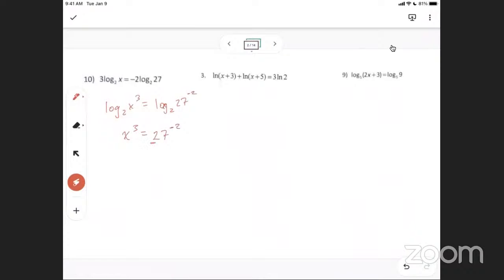This equals that. So now for this one, I would simplify this. I would write x cubed equals 27, which is 3 cubed, to the negative 2. And then what you can do is swap these two. You understand why? You can write this as 3 to the negative 2 cubed.